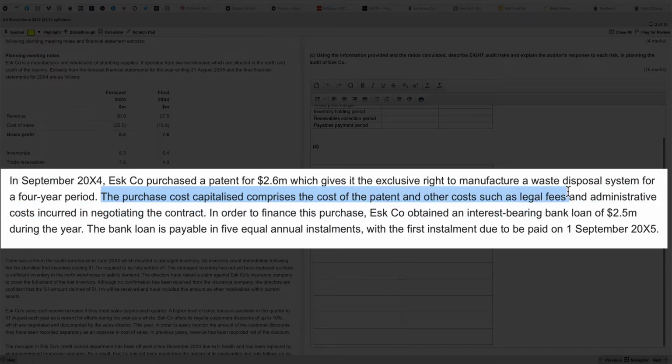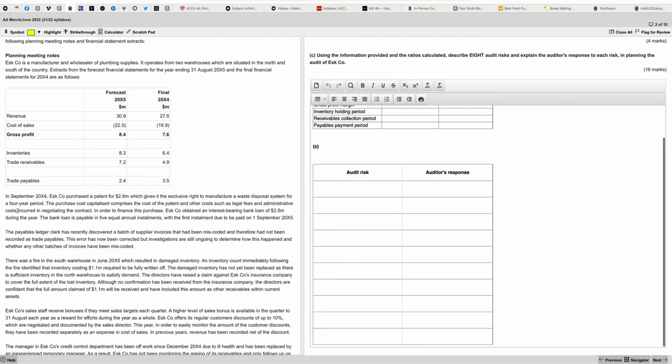Other costs such as legal fees, good, anything that's directly attributable to it. Admin costs you don't include in the cost of an asset, they go to admin costs on the income statement. So we now know what the audit risk is. So now let's go and describe, identify and explain that risk properly.